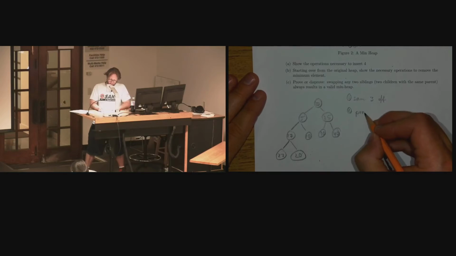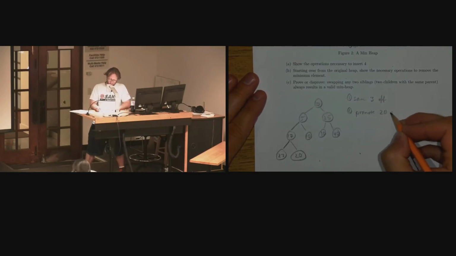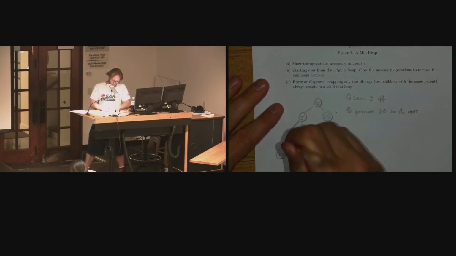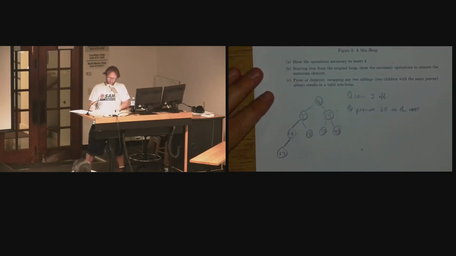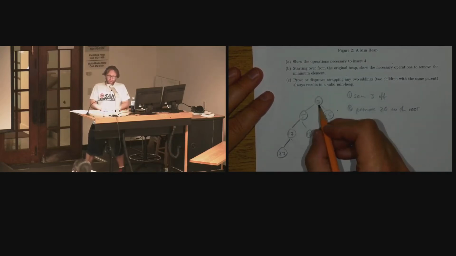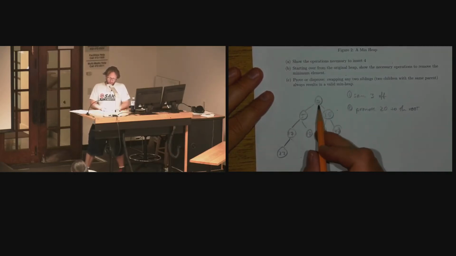Promote 20 to the root. And the fullness property is now satisfied. But is the heap property? Nope. It is greater than one of its children, but not the other child. So which one do we swap it with?